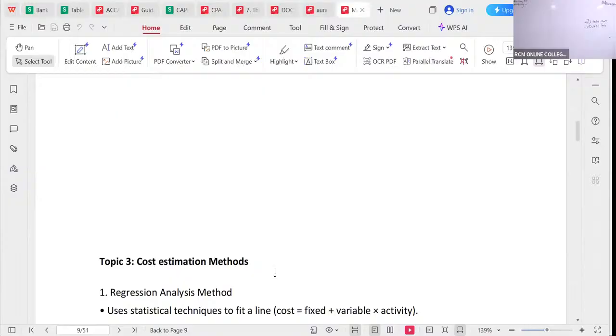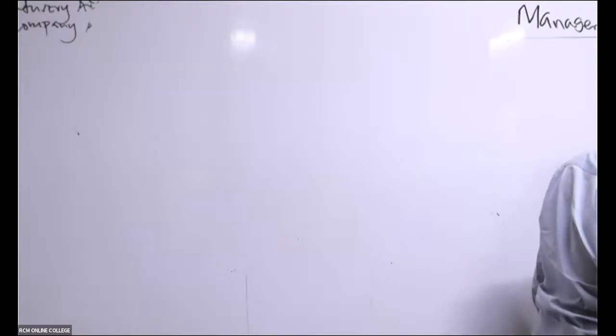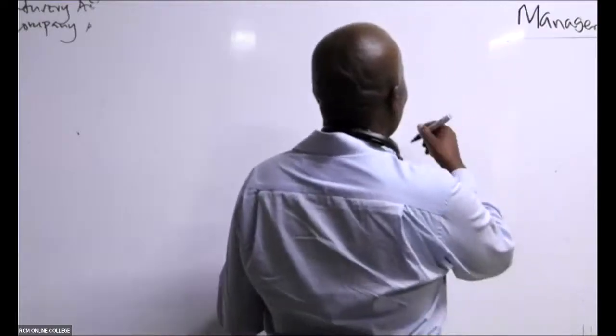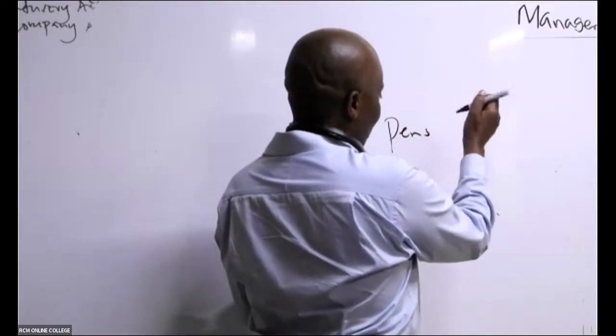So cost estimation techniques. If you look at your syllabus, at the end of the day, if you remember very well, we said a management accountant is a cost accountant. First of all, our duty is to ascertain cost. The major duty is cost ascertainment, because there are so many companies outside here that are selling things just haphazardly. You'll get somebody who says, now I want to start a business, to sell pens of this nature.